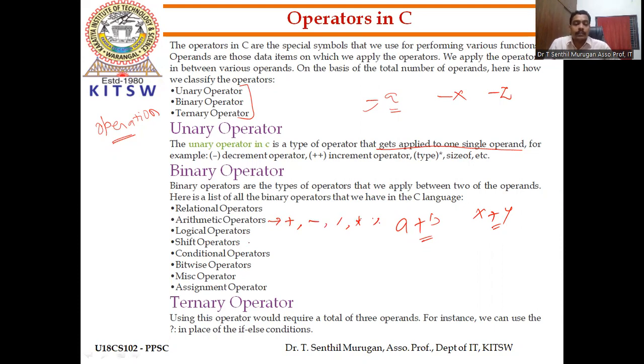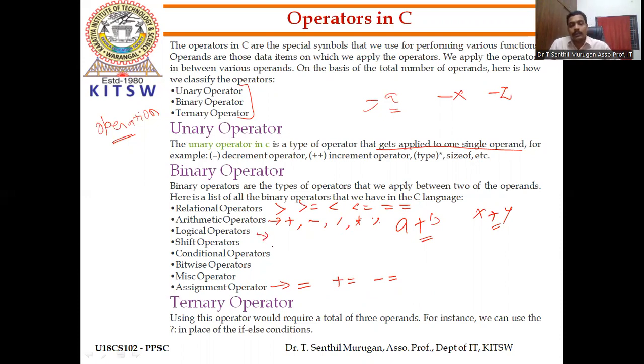Relational operators. What is a relational operator? We have to check the relation: greater than or equal to, less than or equal to. So these are the relations we will check. Is equal to means a double equal symbol we have to use. If you are using a single equal symbol, that is the assignment operator. So plus equal to, minus equal to. These are the assignment operators.